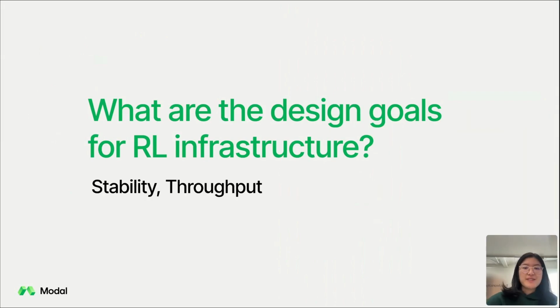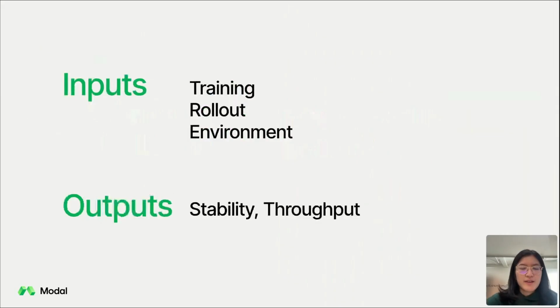Obviously, the developer experience is also very important for doing this, but the end result we want to achieve is stability and throughput. So what are some knobs we can tune when designing an RL infrastructure? We can make training better. So these are the training loops. A faster training loop essentially means that you can complete training your model in a shorter period of time. Then better rollouts: it's important not to waste your rollouts as well.